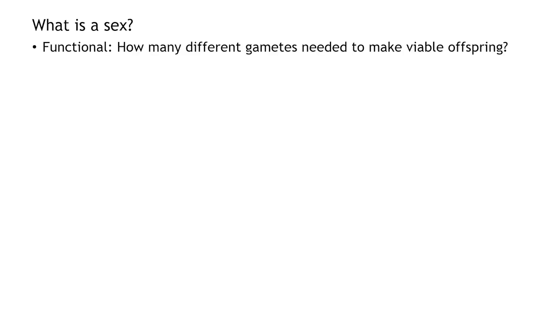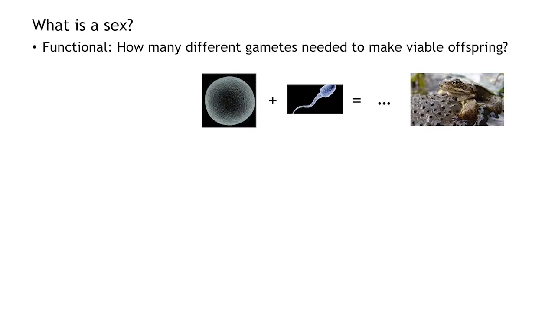And this paper considers two definitions. The first is called the functional definition, which considers the gametes, so stuff like egg and sperm or pollen. And it asks how many different types of gametes have to meet in order to make a viable offspring.